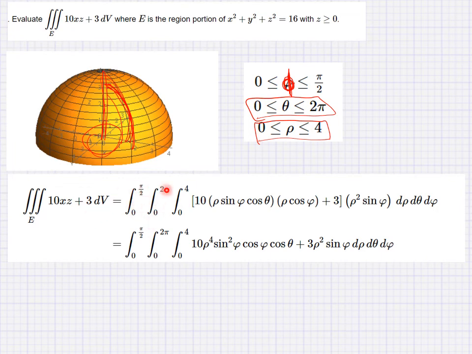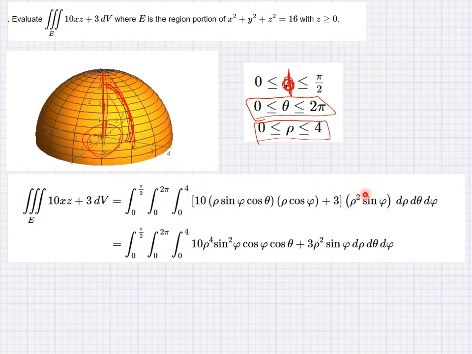Well, the intervals are going to be 0 to 4, 0 to 2 pi, 0 to pi halves. And so our differential is going to convert over to be rho squared sine phi d rho d theta d phi. The function is going to convert over because x is rho sine phi cosine theta, z is rho cosine phi. Then we have the plus 3.